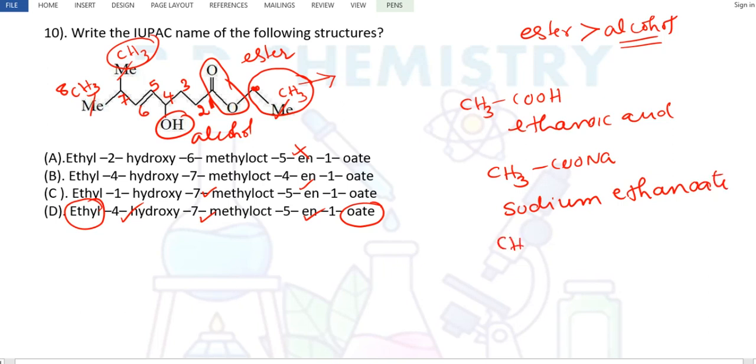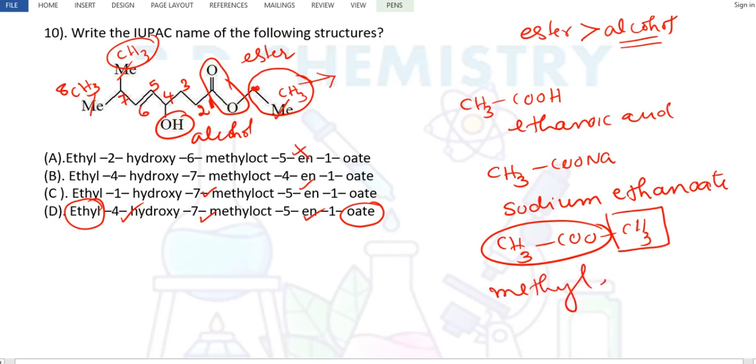Suppose I write CH3COO and CH3. So this is the ester. Carboxyl becomes ester. Then the alkyl is methyl, so it is known as methyl ethanoate. Okay. Clear? Remember, esters end with oate, with the number of carbon atoms in the longest chain. Clear? So the answer is option number D here. Right?